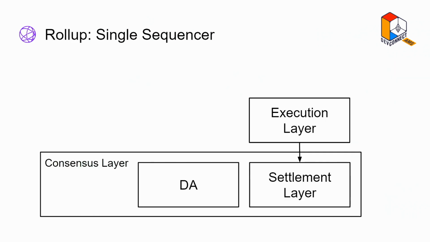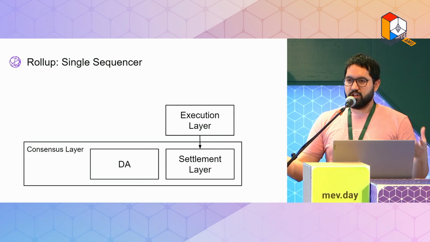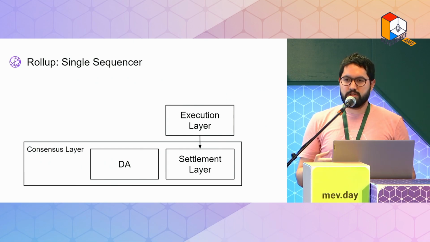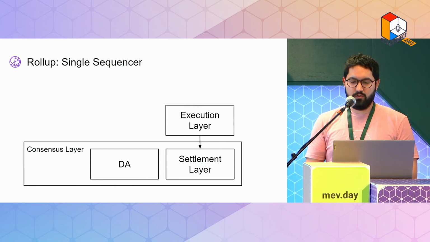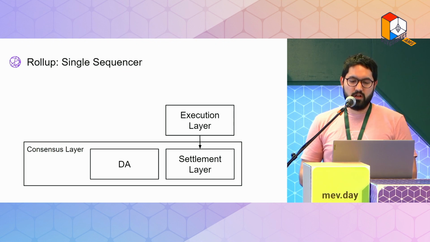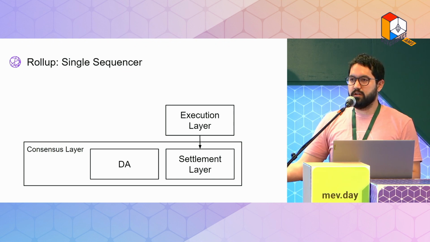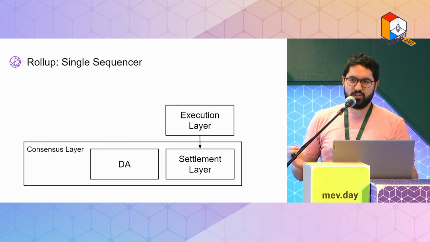Now, another model. Let's imagine we have a rollup with a single sequencer. This is what a lot of rollups look like on Ethereum today, where you have your rollup execution layer, and it settles to the base layer, which in our example, I guess, could be Ethereum.